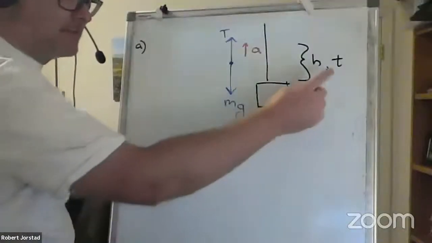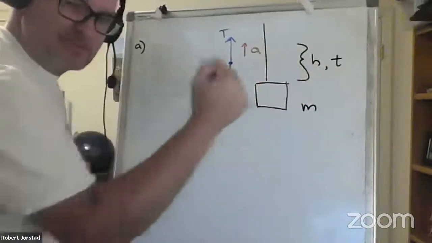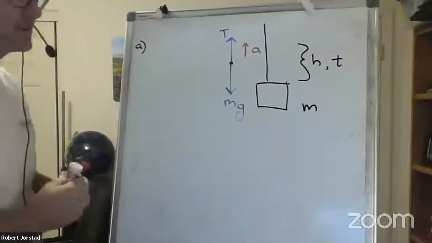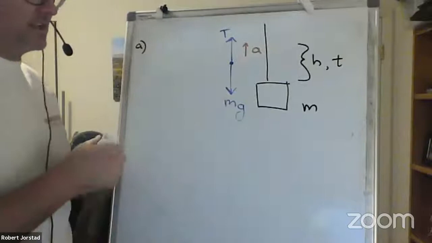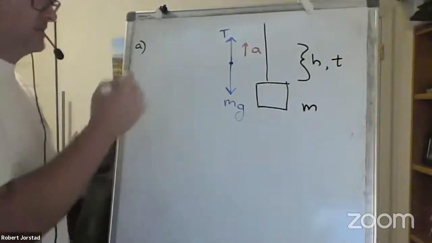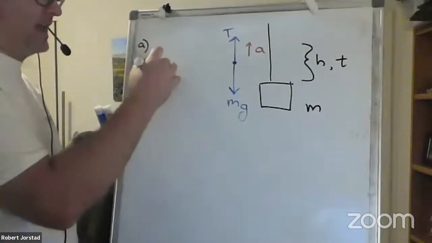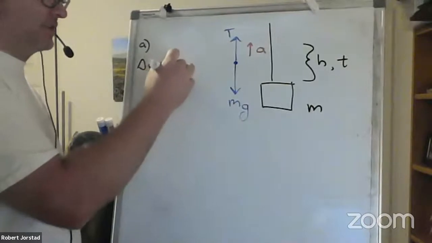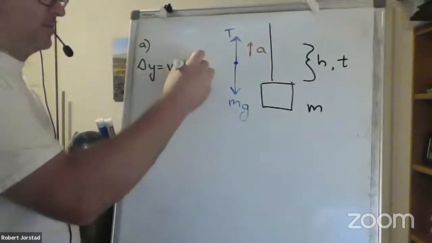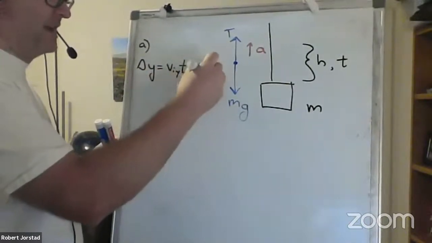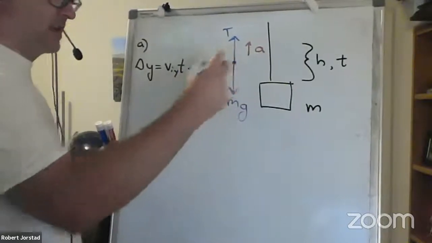Kinematics. Exactly. Kinematics might involve these two knowns. We might be good to go. All right, so let's try that. And I'll just leave this sitting here. So in this case, delta y is equal to v initial y times time plus 1/2 a sub y t squared.